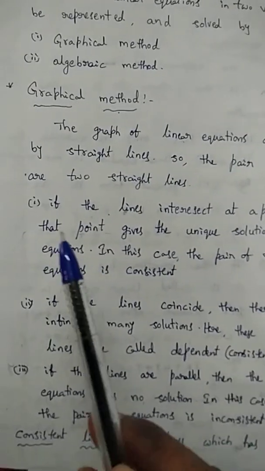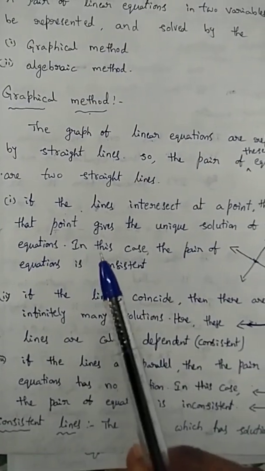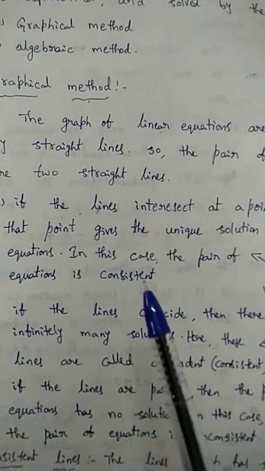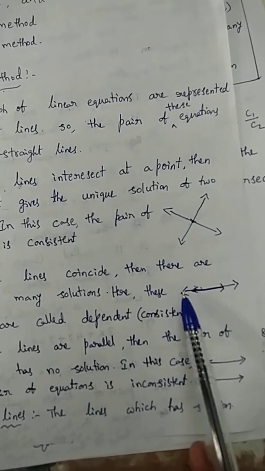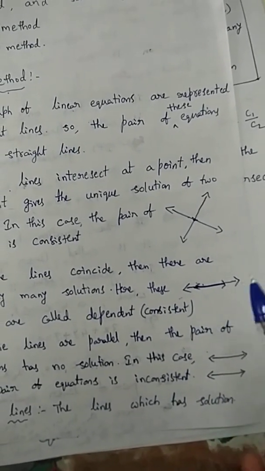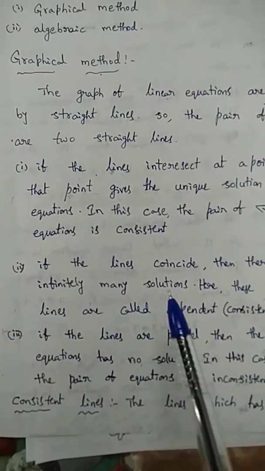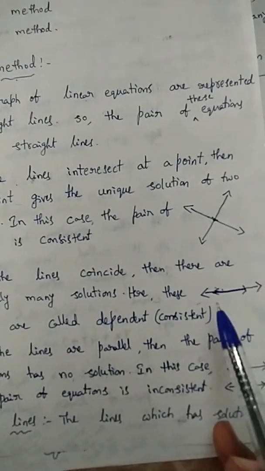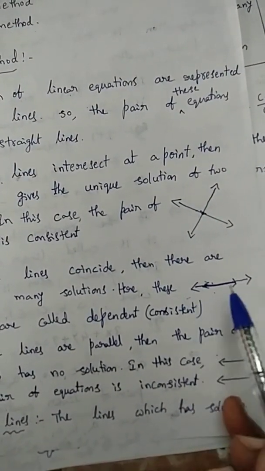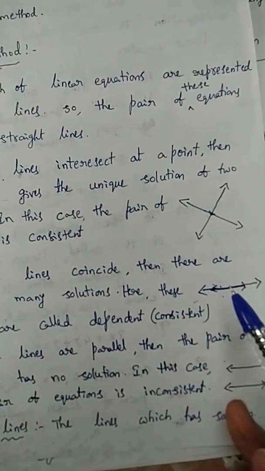Okay, if the lines intersect at one point, that point gives the unique solution of the two equations. In this case, the pair of equations is consistent. This is the figure for that. Then if the lines coincide, it is like this: the two lines are one above the other. So there are infinitely many solutions. Here these lines are called dependent lines. One line is dependent on the other one. So these lines are also consistent. Why? Because they have an infinite number of solutions.